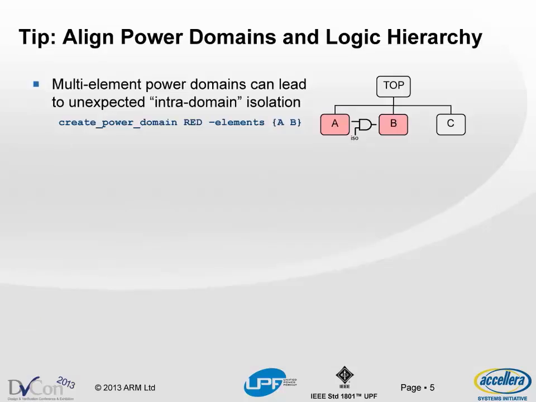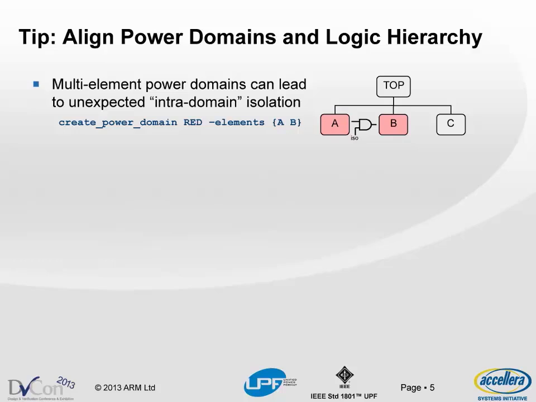Whilst we're talking about the relationship between logic hierarchy and power domain hierarchy, I just thought I would highlight a gotcha that has tripped up some people with UPF1, and it can also trip you up in UPF2, but there are ways to avoid it. It's specifically to do with a multi-element power domain. If you have a simple hierarchy like this, where you've got 3 modules, A, B, C, in the top, and you want to create a power domain red out of modules A and B, you might simply go create_power_domain red -elements A and B.